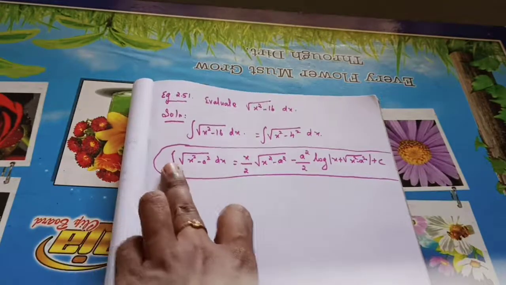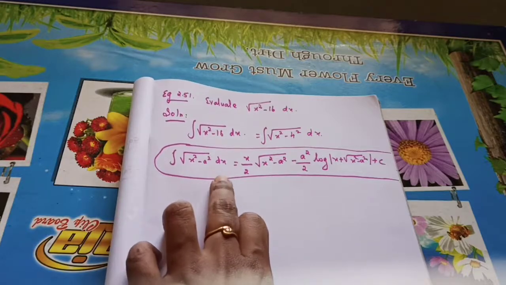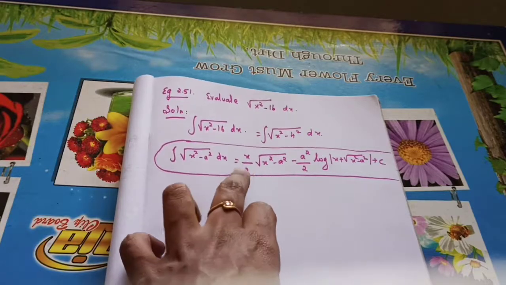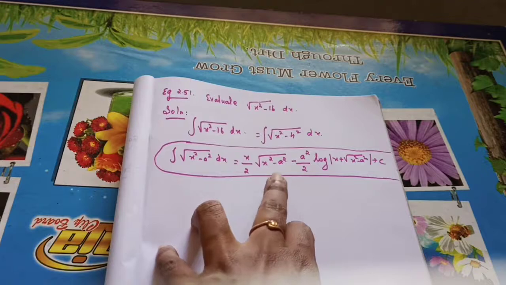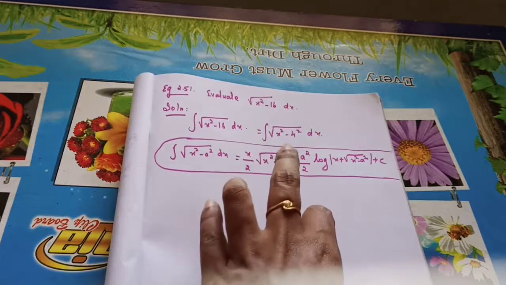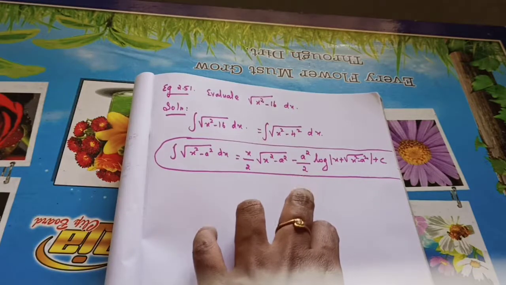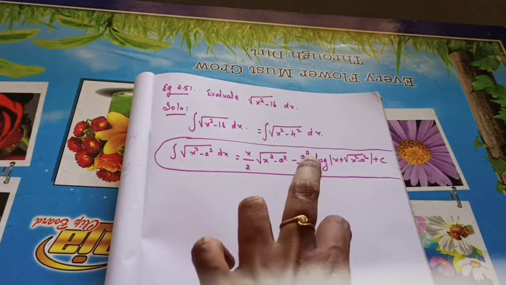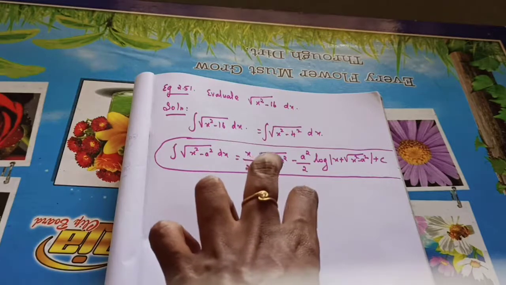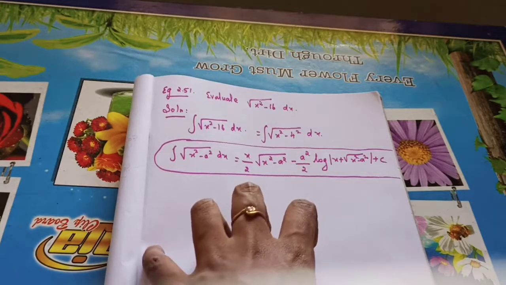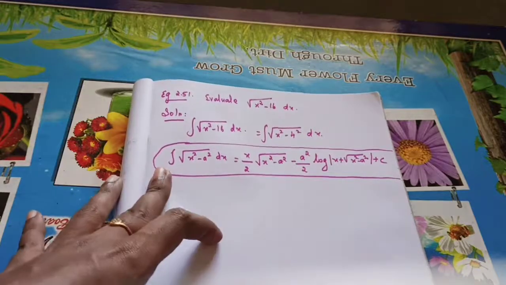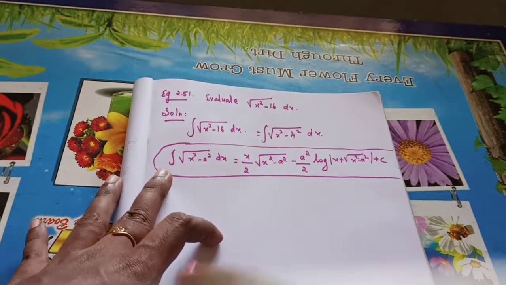So integral of square root of x square minus a square dx is equal to x by 2 square root of x square minus a square, minus a square by 2 log of modulus of x plus square root of x square minus a square, plus c. Okay, so now you just substitute the value and you will get the answer.